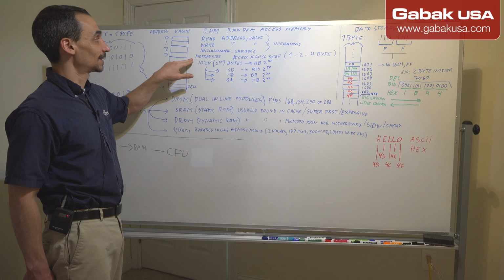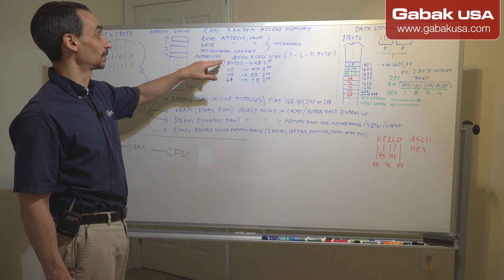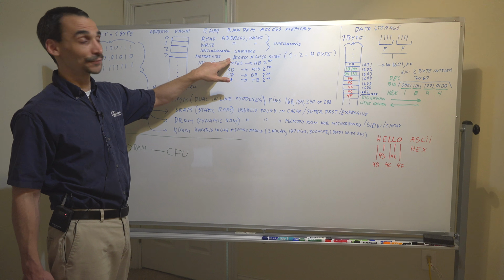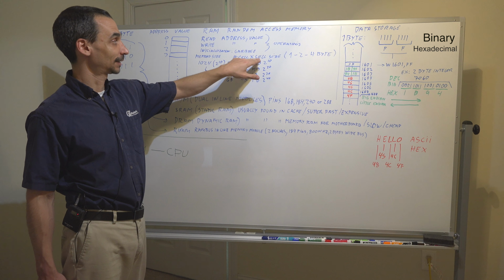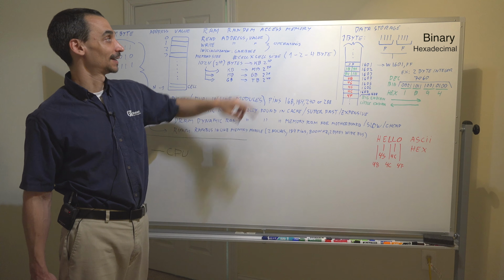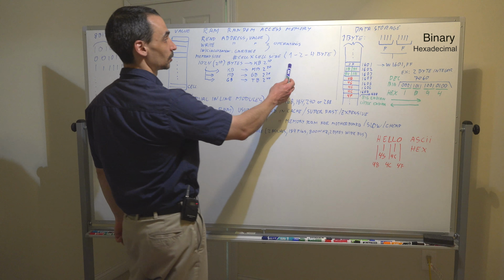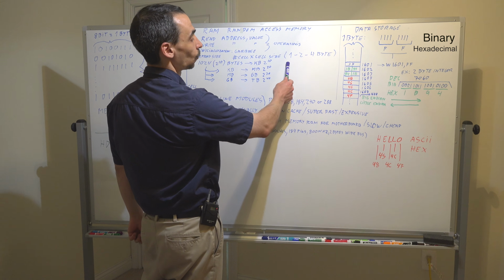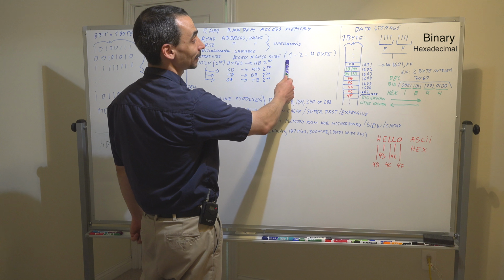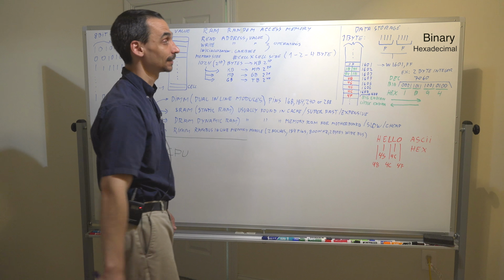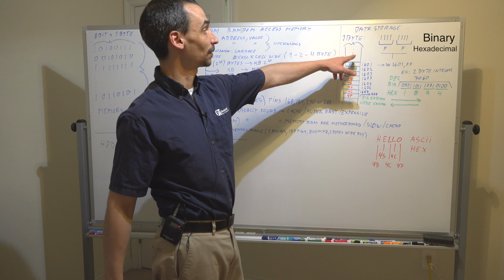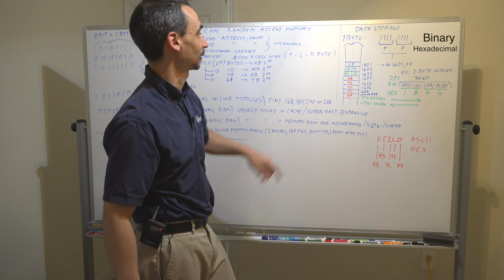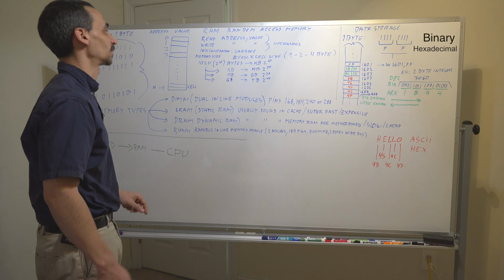So the memory size will be the number of cells times the cell size. In this case, the cell size could be 1 byte, 2 bytes, or 4 bytes. And in this case, we have the size is 1 byte, in this example, I'm going to teach you in a little bit.